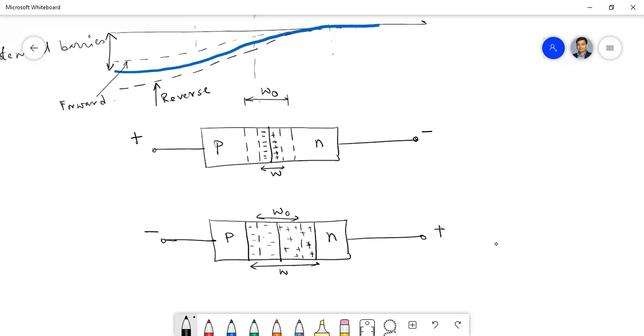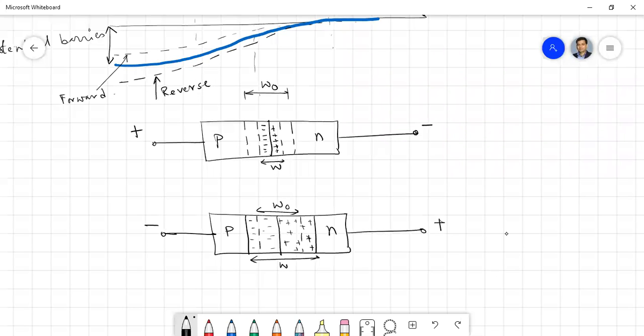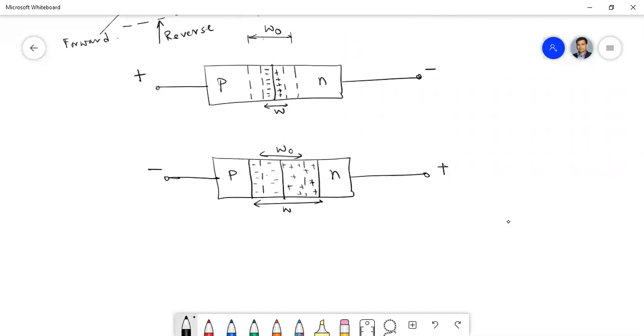Okay, so let me draw something, then I can explain it in a better way. So what happens here in case of reverse bias? Not only reverse bias, always the minority current can flow.